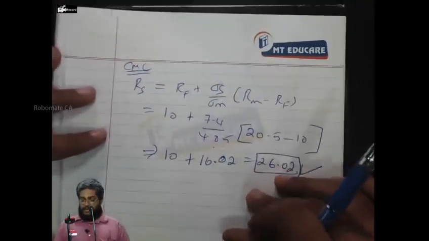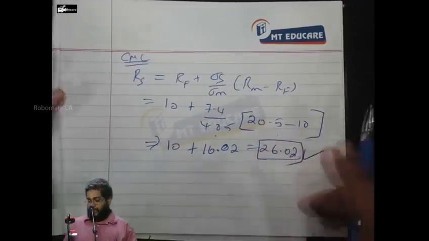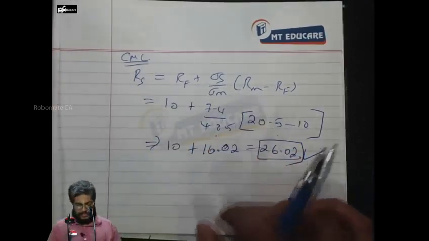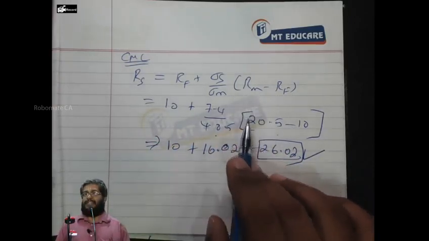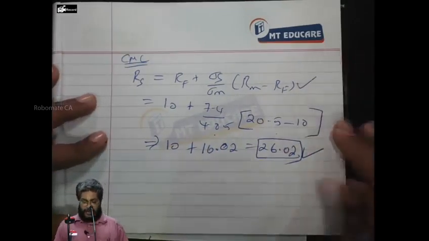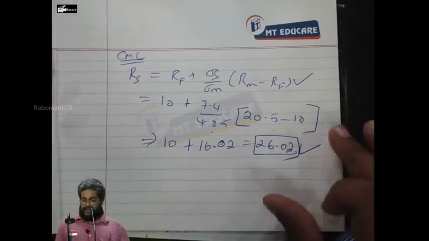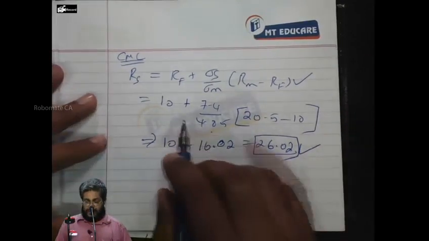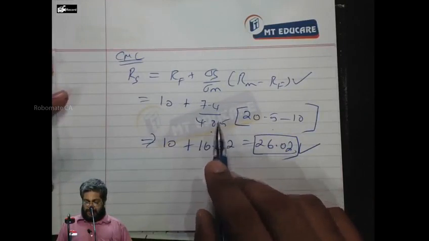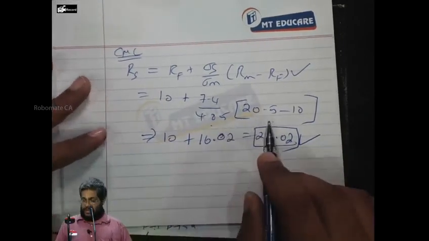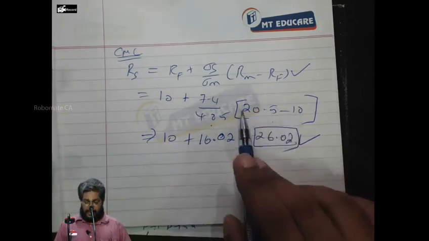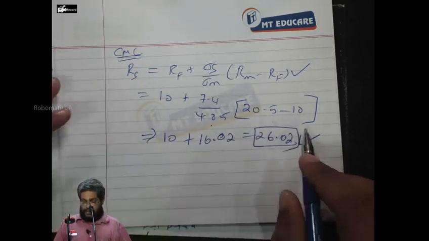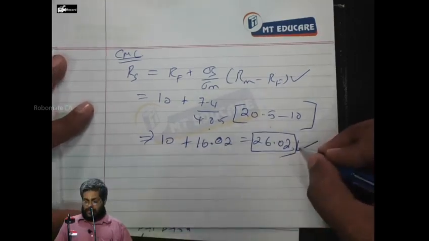Same problem, now with CML. Return of security is equal to Rf plus sigma S by sigma M into (Rm minus Rf). That is 10 plus 7.4 by 4.85 into (20.5 minus 10), which is equal to 10 plus 16.02, that is 26.02.